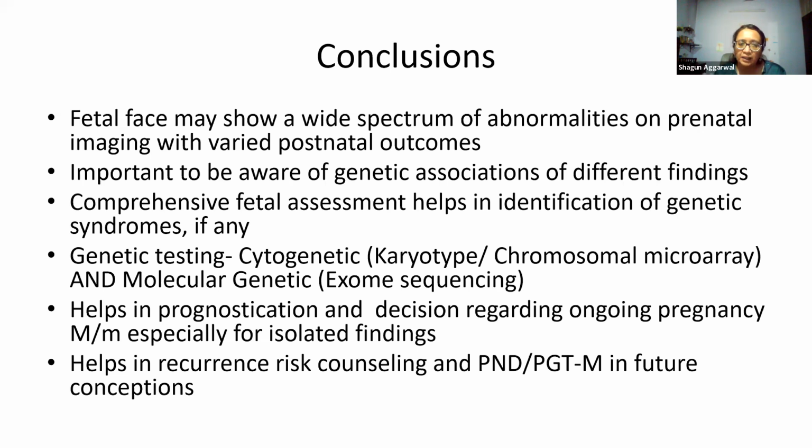So we need to be aware of the genetic association of the various different findings, because once we know that, we know what else to look for in the scan also, and this can help you in reaching some kind of a differential diagnosis, and depending on that, then you can choose the genetic testing also. Ideally, if there is no time constraint, no cost constraint, of course you should do a complete workup, which includes a microarray and an exome sequencing. But this is an ideal scenario.